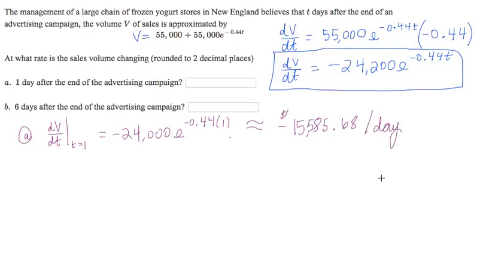Okay, so apparently the sales are decreasing, which is a little bit strange, but that's what the numbers show, that it's negative, so sales are decreasing, the volume of sales. 6 days after the end of an advertising campaign, that would be dV/dt when T is 6, so you would just plug 6 in for T right there.